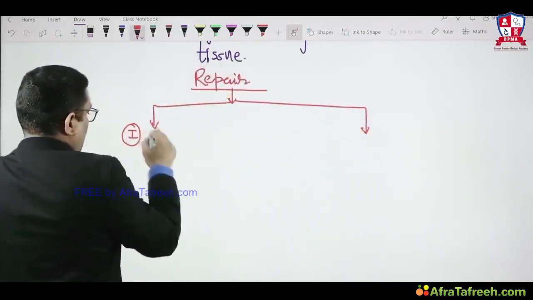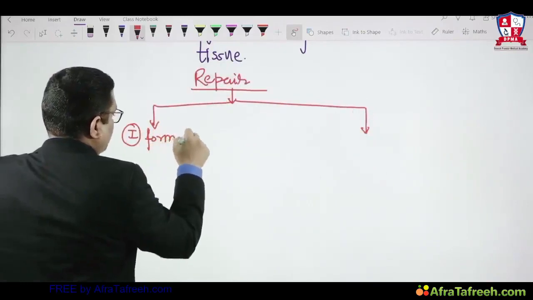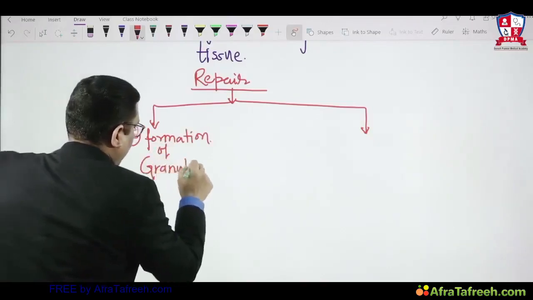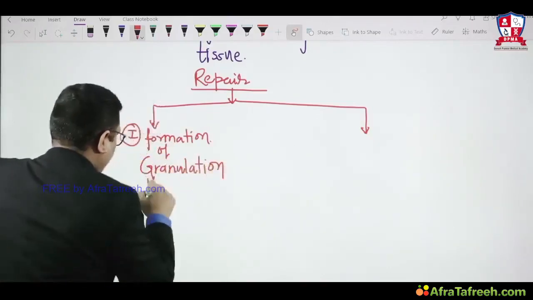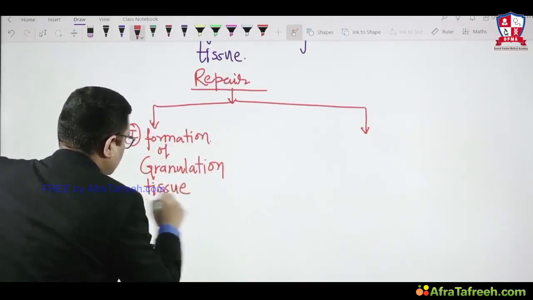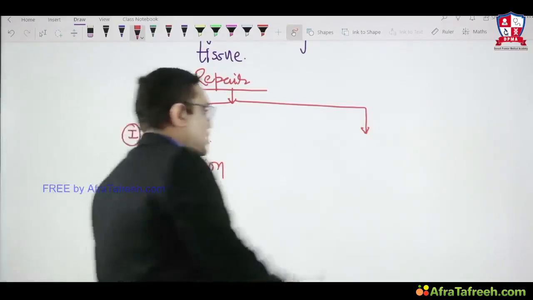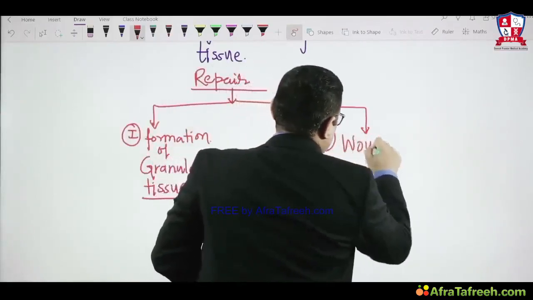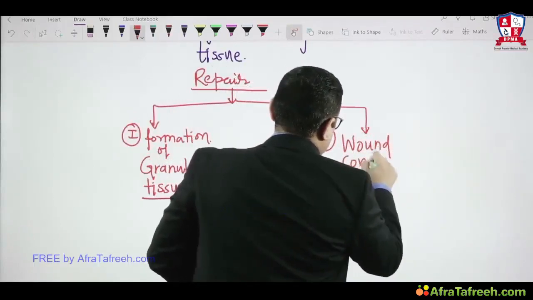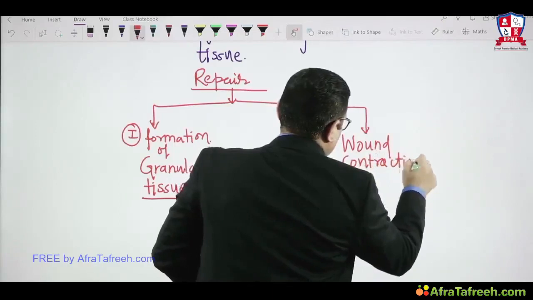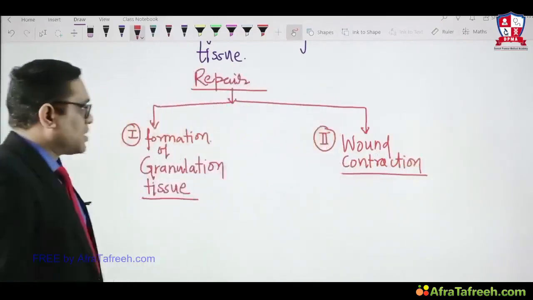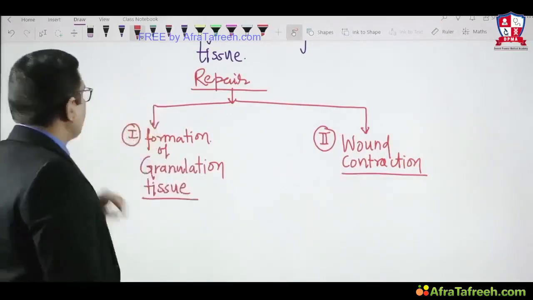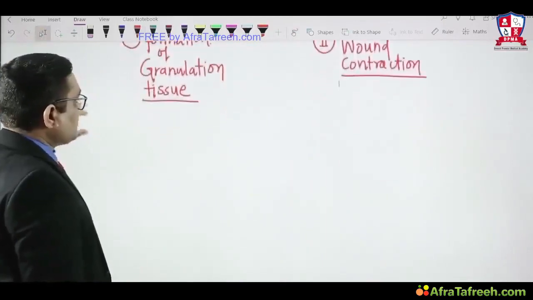Number one is called formation of granulation tissue. So this is the first step. And another step that repair requires is called wound contraction. So these are two things we have to keep in mind. Repair consists of formation of granulation tissue and wound contraction. One by one we will discuss these things, right?